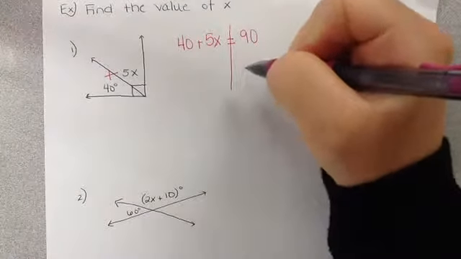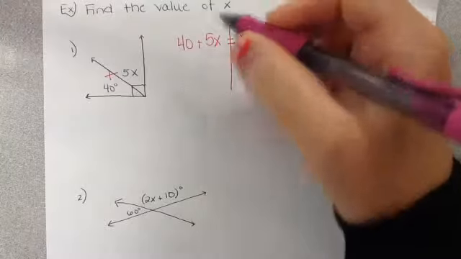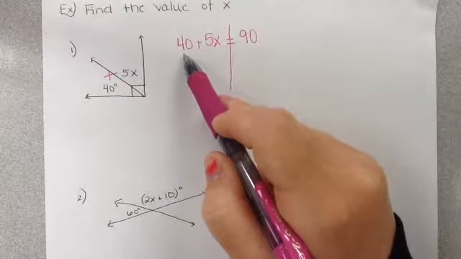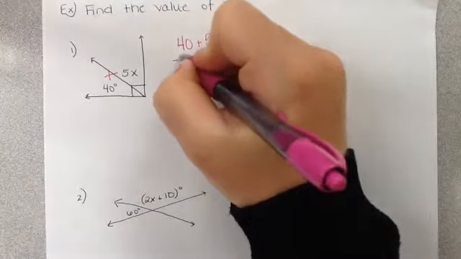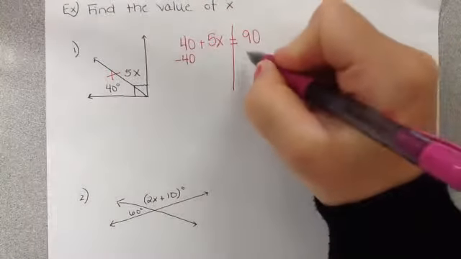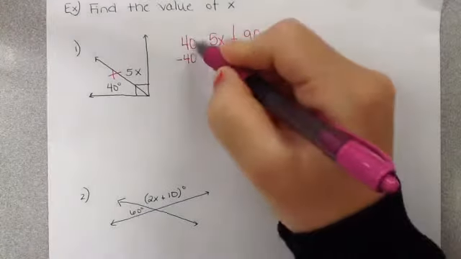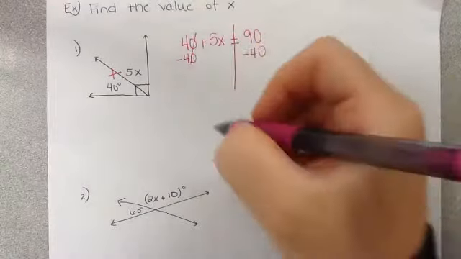Get rid of what piece first? The 40, because it's not attached to x. So how do I get rid of 40? Minus 40. What I do on one side must do to the other. What happens here? They cancel.